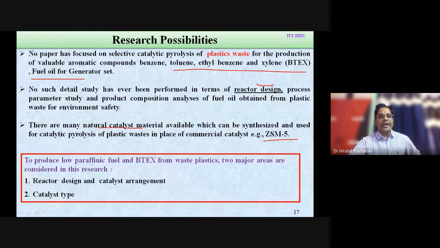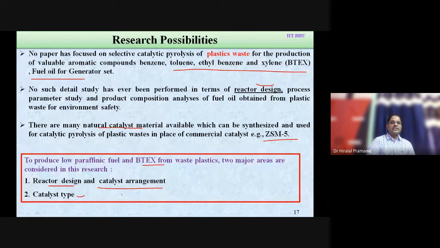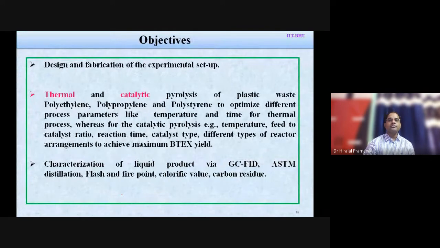So, to produce low paraffinic, fuel-rich hydrocarbon and BTX from waste plastic, two major areas are considered here. One is reactor design and catalyst arrangements within the reactor, and the second one is catalyst type. By controlling these two aspects, you can control the product distribution, or you can control the quality of the liquid fuel. So these are the few objectives through which we can reach our goal: production of BTX mainly, as well as fuel range hydrocarbon.